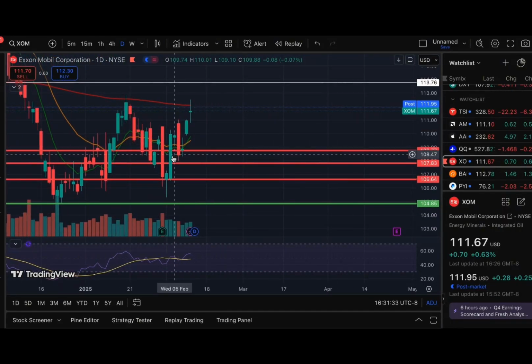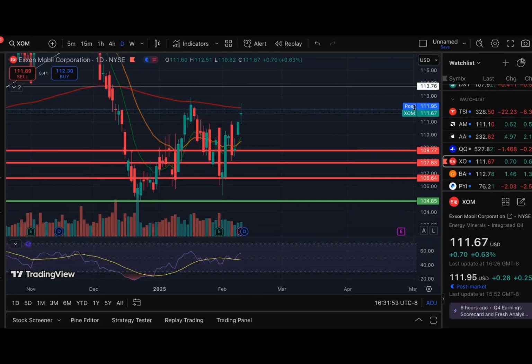This is exactly what I'm talking about. I have levels of support and resistance on XOM. We bounced off my level of support. Nice green candle, came back to my level of support, came up again, again higher than moving averages. This is nice. We have a 200 moving average right here. We'll see if the body closes below. Let's see if price can break above.